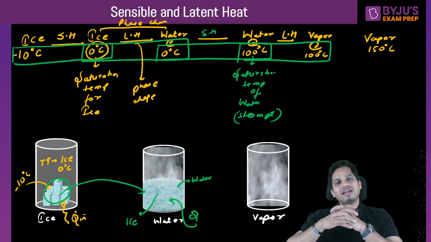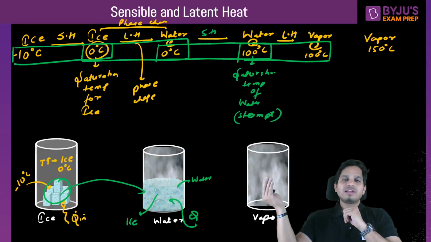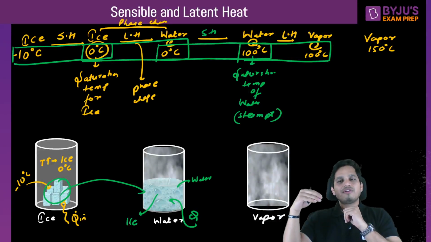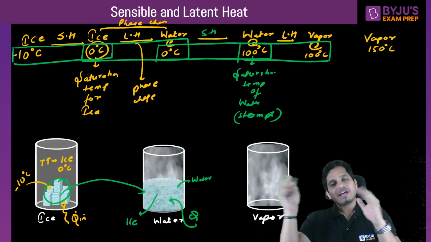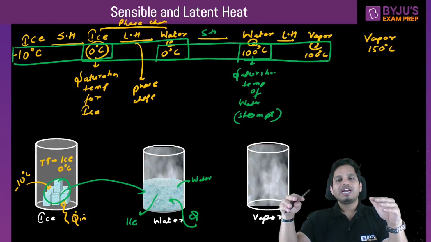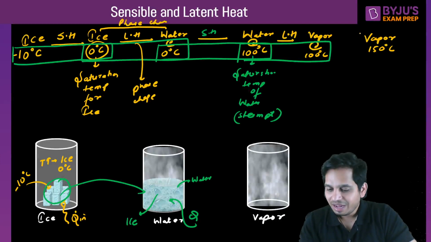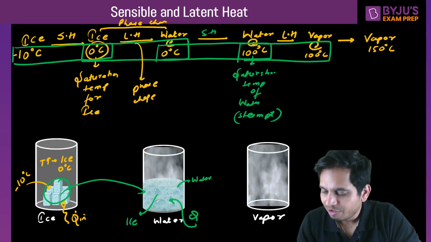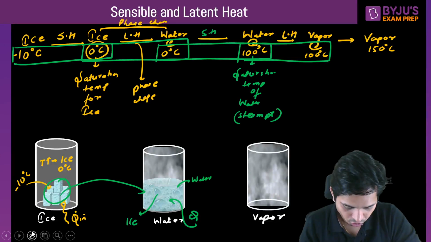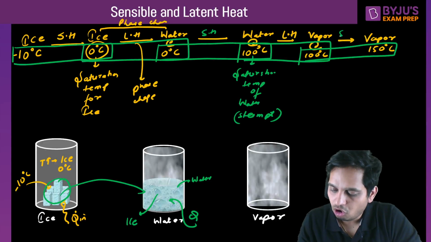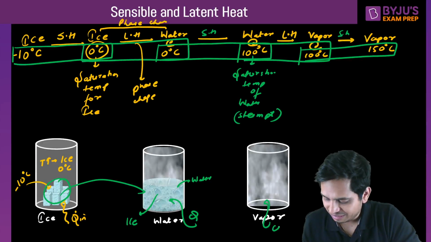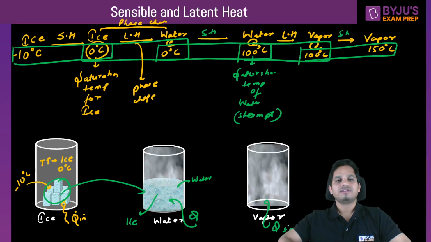Okay. And after this, what are you giving? After this, when complete water is converted into complete vapor, then everything is vapor. So it will start absorbing more heat and the temperature of vapor will start increasing from 100 degrees to 150 degrees, and we all know it is called sensible heat.